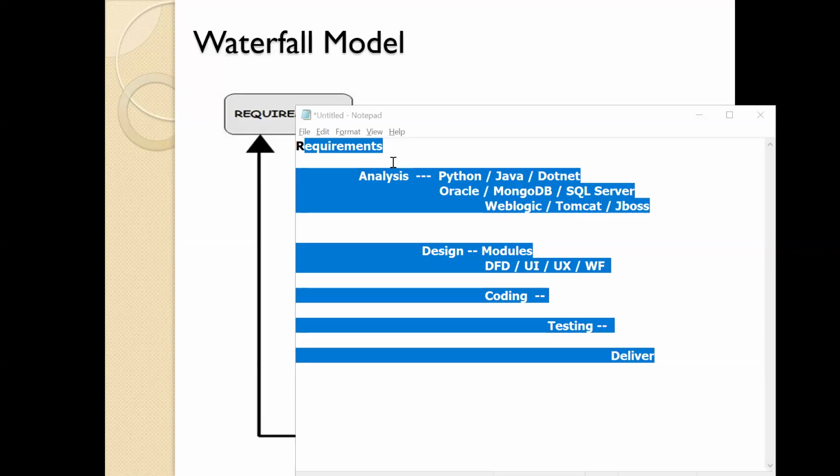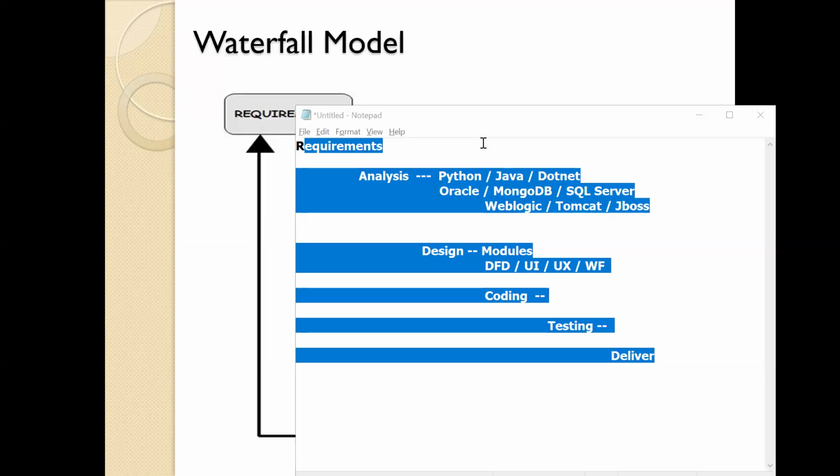Let's try to understand the disadvantages of the waterfall model at a high level. So what's the main problem with the waterfall model? There's a lot of dependency between one team and another. One team will wait for the other team to complete their job. There's a lot of waiting time, and because of it, it is very, very difficult to meet the deadlines.